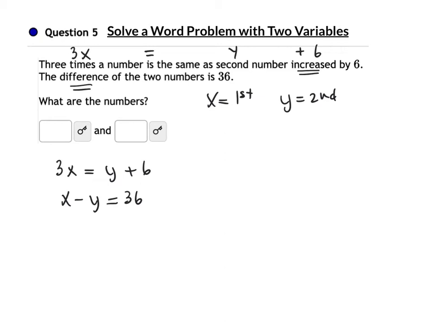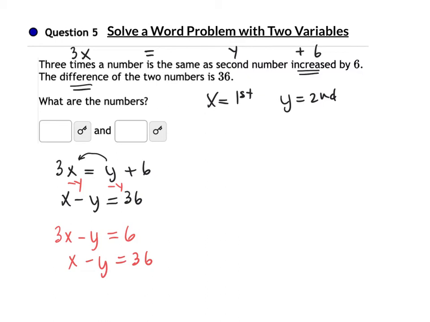If I'm going to use elimination, I need the variables to be lined up. So I need to move this y over with the x, which means I'm going to subtract y from both sides, minus y, minus y. And then this equation becomes 3x minus y equals 6. My other equation is x minus y equals 36.